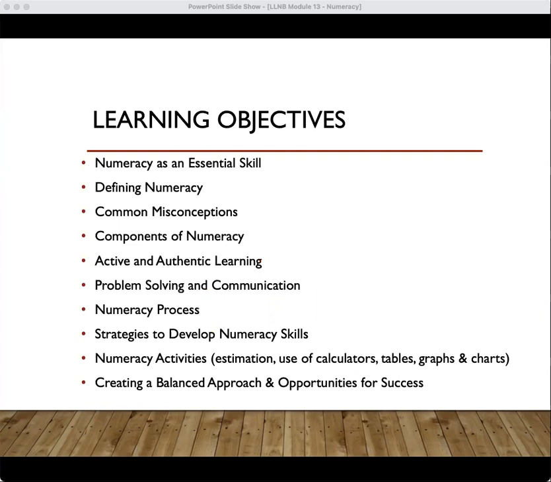In this module, we're going to look at numeracy as an essential skill. We'll define numeracy, look at some common misconceptions. We'll look at the components of numeracy and what active and authentic learning means. We'll look at problem solving and communication, the numeracy process, some strategies to develop numeracy skills, some activities such as estimation, use of calculators, tables, graphs, and charts, and finally how we can create a balanced approach and opportunities for success.